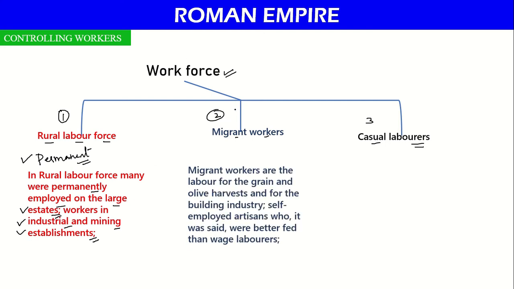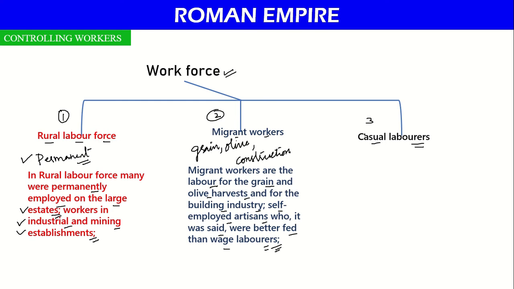Coming to the next category, that is the migrant workers. The migrant workers are the labor for the grain and oil harvest, for the building industry, and self-employed artisans who, it is said, were better fed than the wage laborers. So the second category of workers are involved in the grain and olive harvesting, the building industry and construction activity, and then we have the self-employed artisans who, it was said, were better fed than the wage laborers.